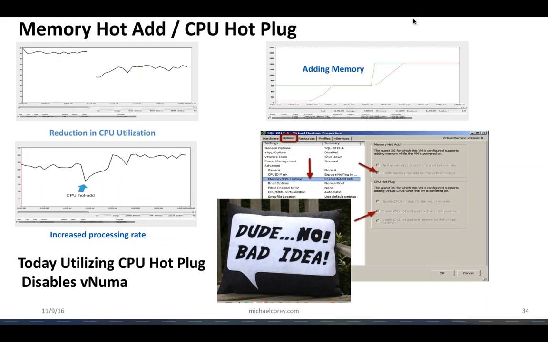So this is really kind of a reference slide. There are some great technologies with virtualization, and there are some downfalls, like the ability, especially in an Oracle environment, to add memory. But the point I want to make here is that utilizing CPU hot plug disables vNUMA, and if you walk in with that, dude, no, bad idea. NUMA is just too important. You do not want to disable it. So the benefits of CPU hot plug are not worth it when you lose NUMA. Remember, I quoted Mr. Klee, greater than 40% improvement by tweaking NUMA.